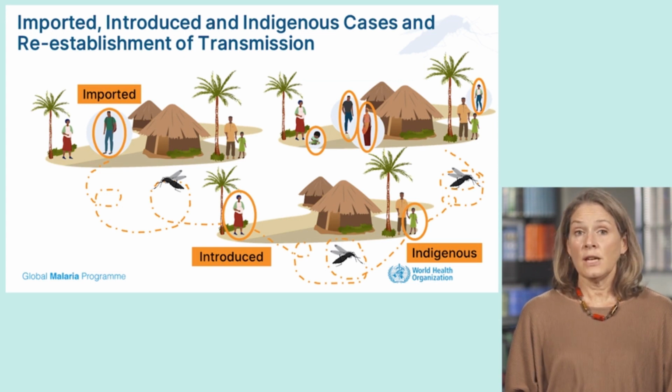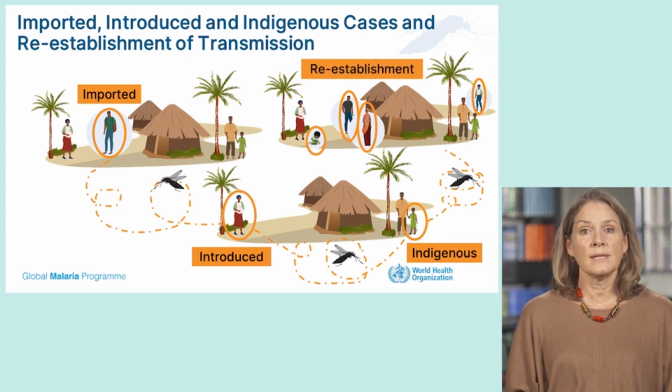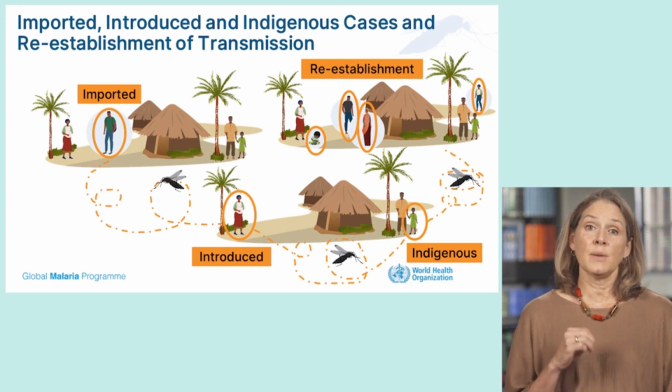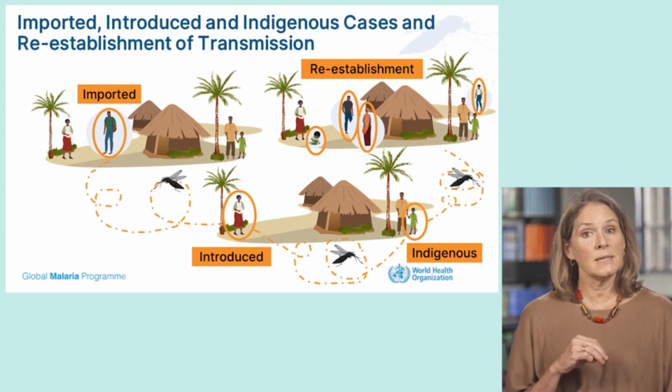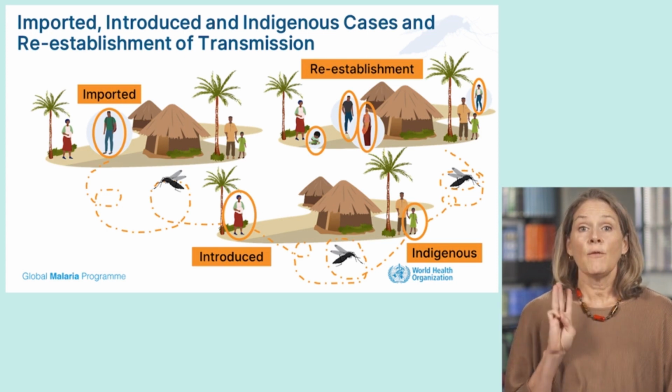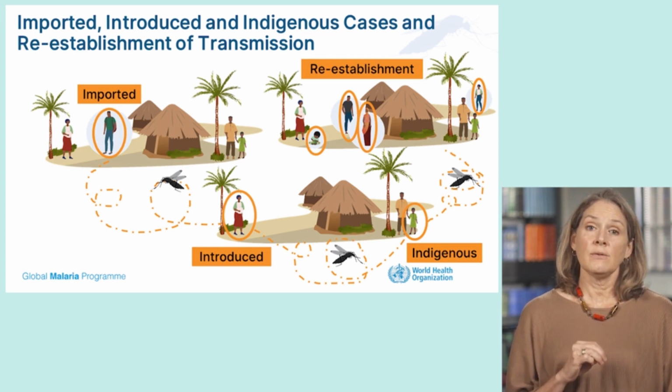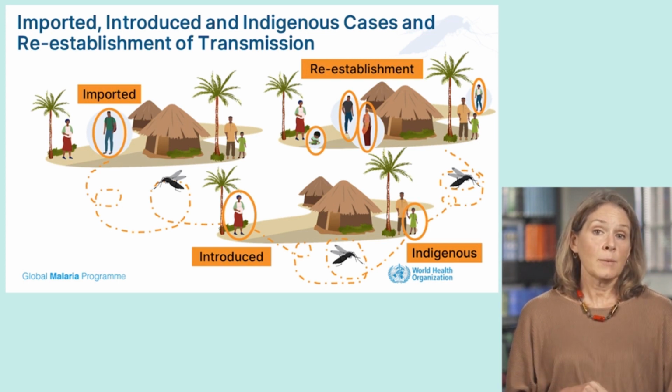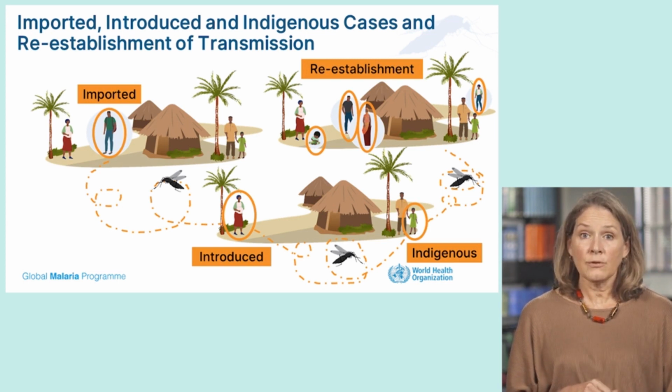Finally, if this chain of transmission is not stopped, it could continue, in which case we would consider transmission to be reestablished. The WHO minimum criteria for reestablishment of transmission is the occurrence of at least 3 indigenous cases of malaria of the same species in the same focus for 3 or more consecutive years. You can see from these criteria that reestablishment can occur at any time after malaria transmission has been eliminated.